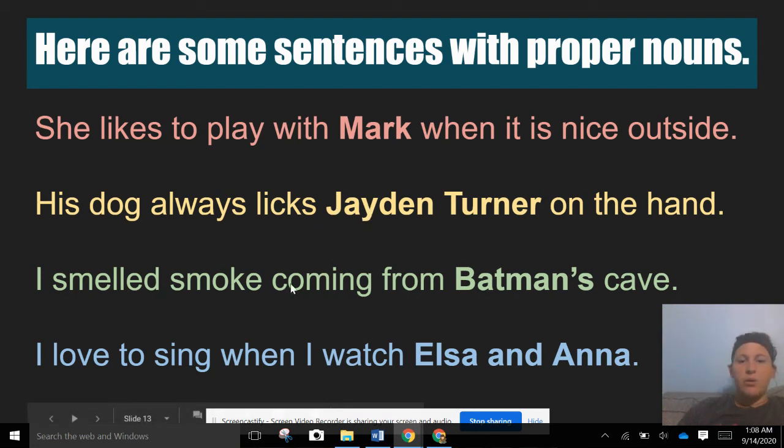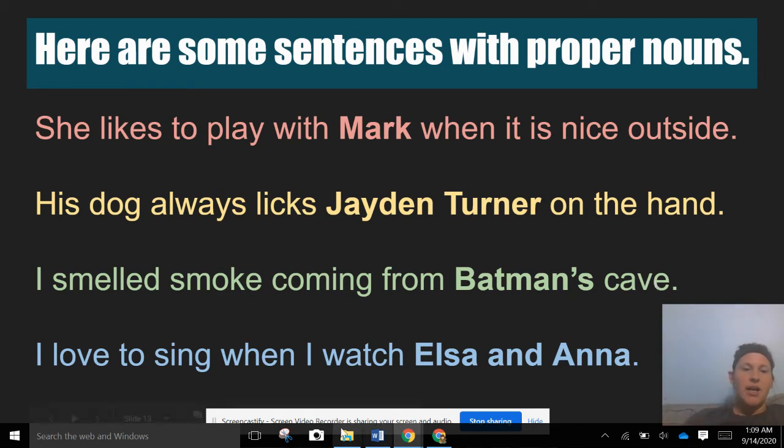I smelled smoke coming from Batman's cave. So again, Batman is special in this sentence because he's got smoke coming from his cave, and we had to mention it's not just a regular old cave with regular old bats in it. It's the cave that belongs to Batman. We have to show that he's special, so we capitalize that B at the beginning of it, okay? And hopefully you see that apostrophe again, the apostrophe S, to show it's not just any cave, it's Batman's cave. He owns that cave. It's his cave.